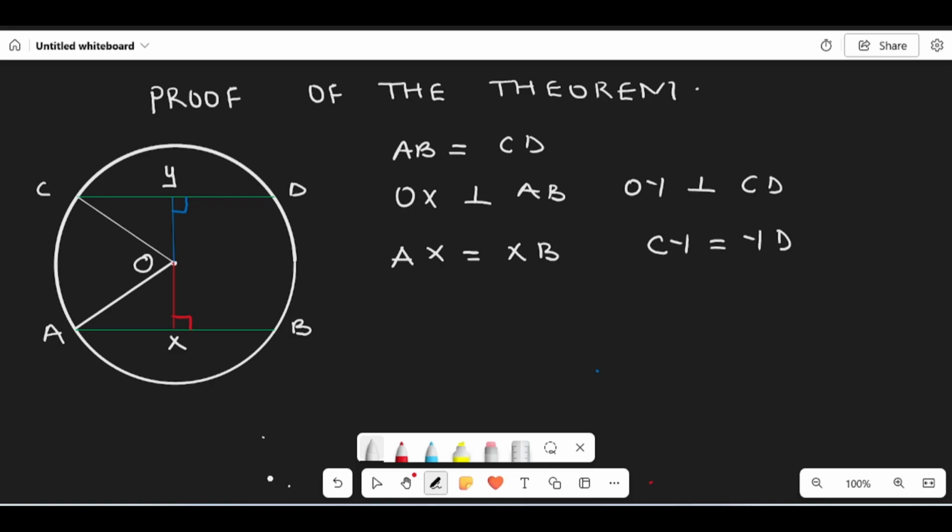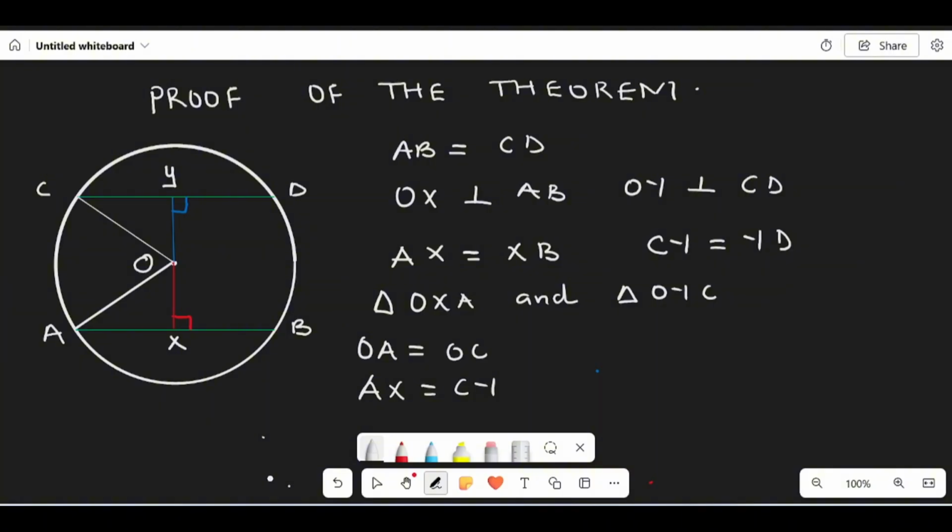Consider triangle OXA and triangle OYC. OA equal to OC because they are radius of the same circle. We can also say AX equal to CY.